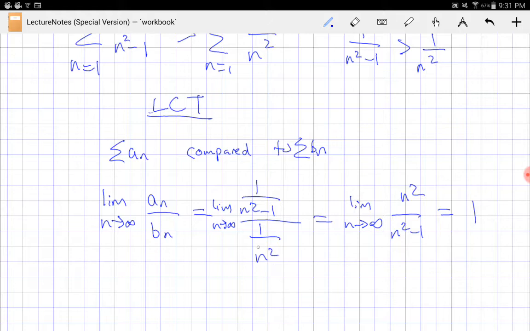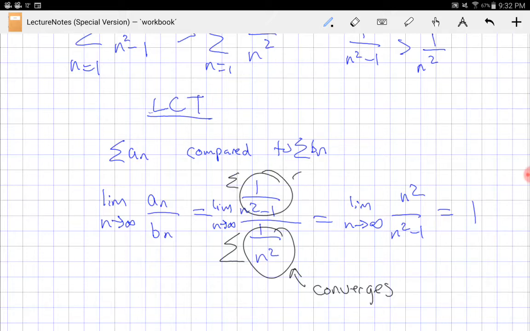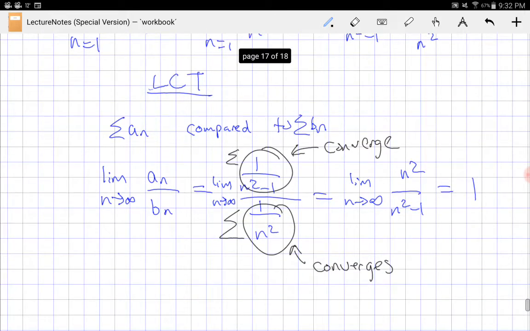Since we know b_n converges, we also know that a_n will also converge. Yes, this is very poor notation, but to make the point: if we know b_n converges, then a_n will also converge.